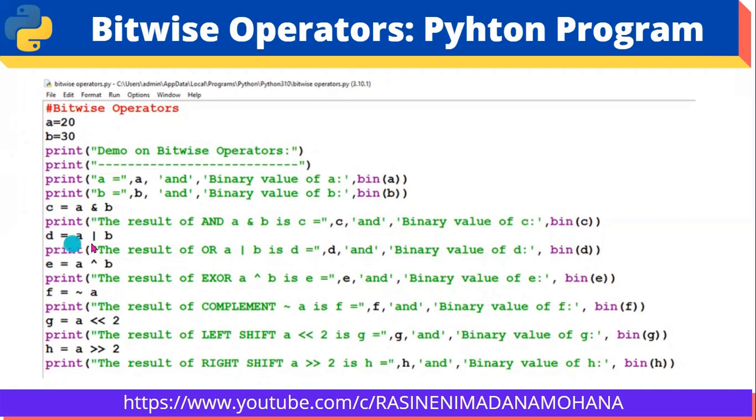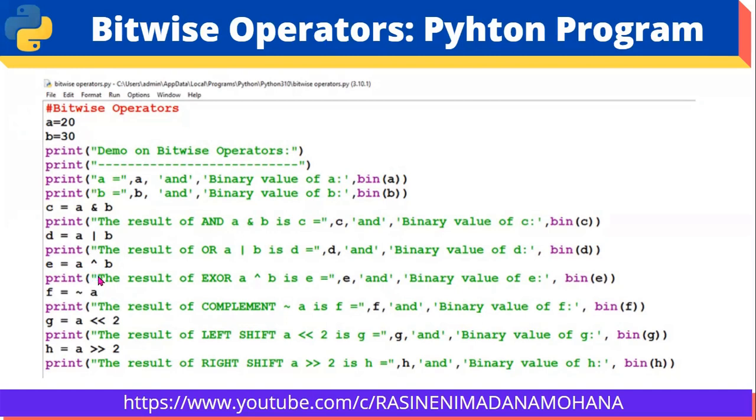Then the bitwise OR operator using the pipe symbol. That result is stored in another new variable d. d equal to a OR b. You can give space before and after the OR. Now the result of OR, that is a OR b, is stored in d. Then the binary value of d, bin of d. Then exclusive OR, that result is stored in e. e equal to a exclusive OR b. Here for all these, a and b are 20 and 30 only.